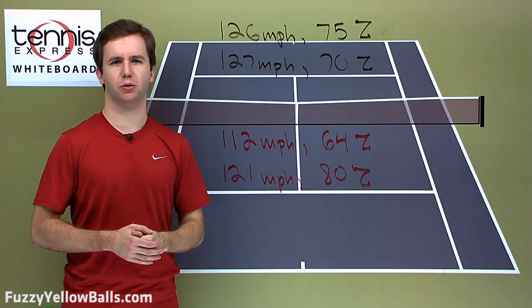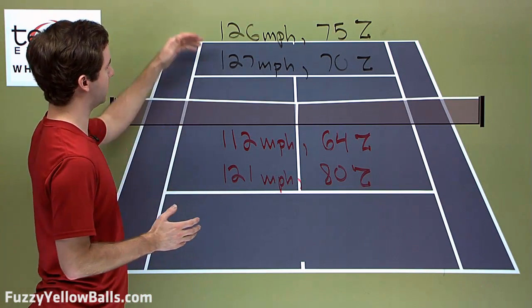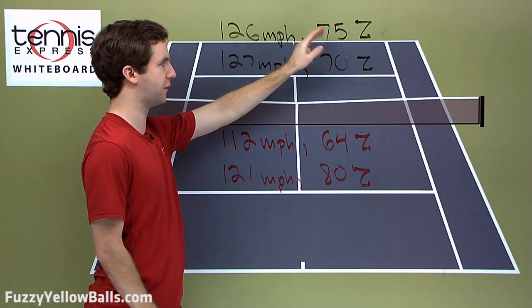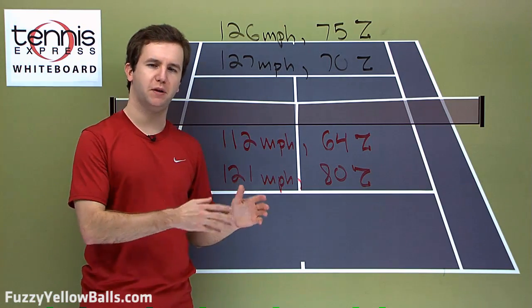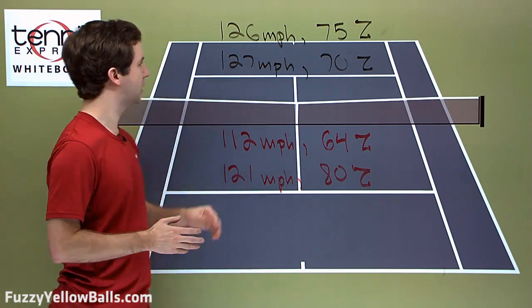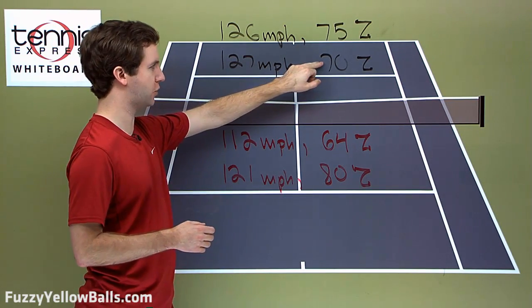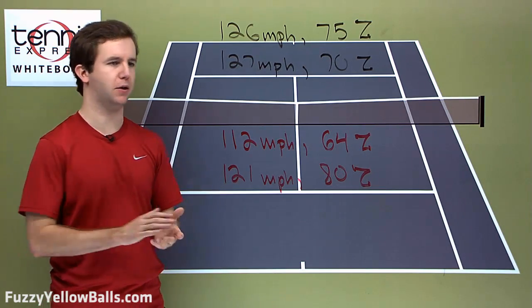The last thing I want to do is talk about Andy Roddick's serve, and to do that, I've got some numbers up here. This first number, 126 miles per hour, 75% first serve percentage. Those were Andy's stats in the Wimbledon semifinal against Andy Murray. Right here, 127 miles per hour, 70% first serve, was the final against Roger Federer, that epic final.